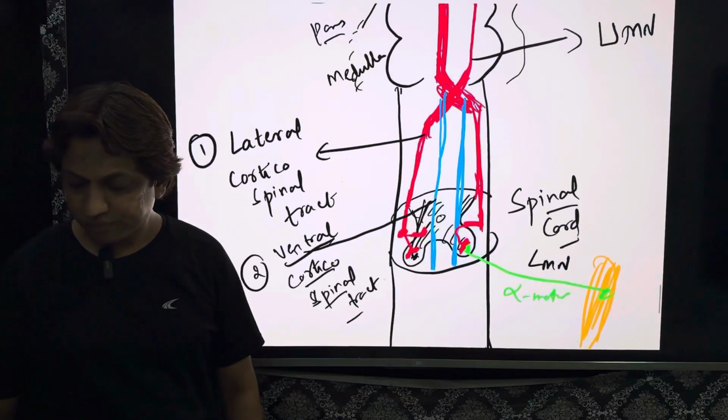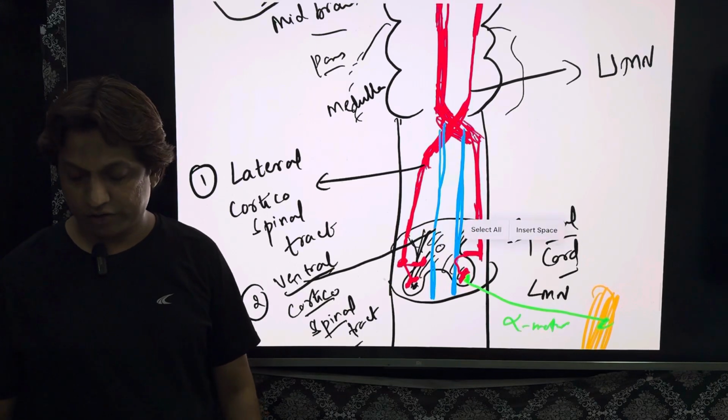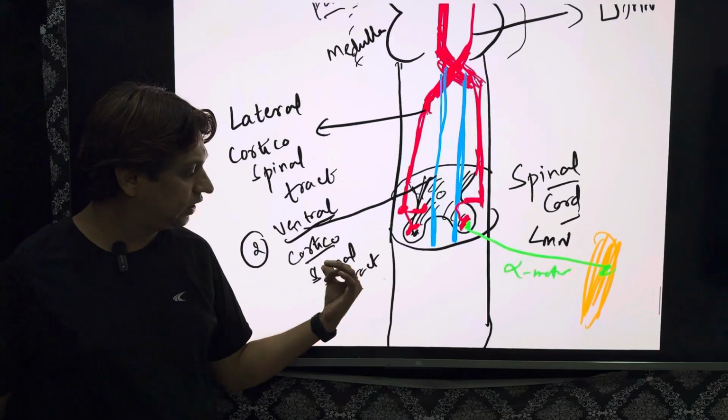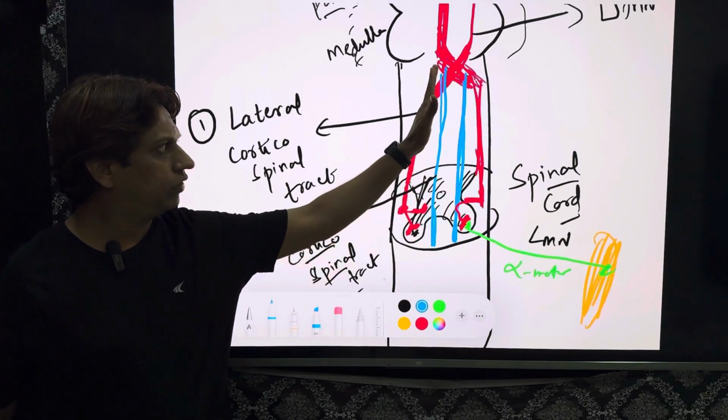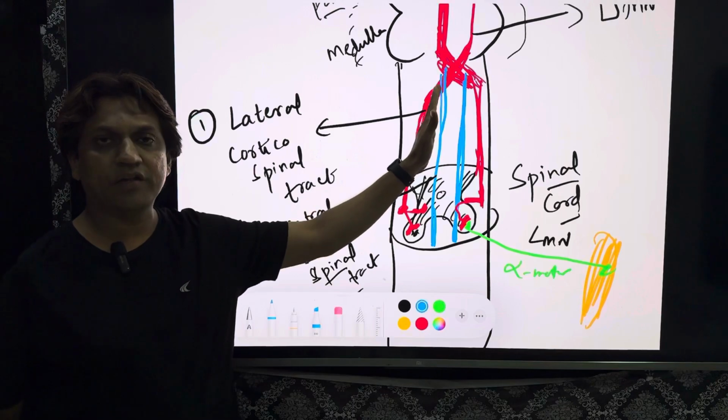Okay. Now, this is about the lateral corticospinal tract. What about this anterior or ventral corticospinal tract, which we have highlighted with this blue color? So, we have seen that 10 to 20% has not descended down.